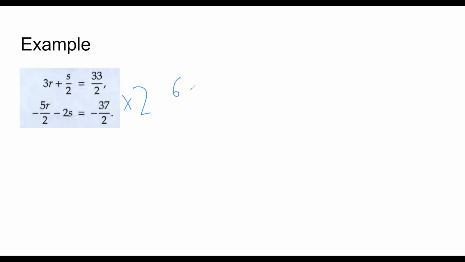So the first equation becomes 6r plus s is equal to 33. And then the second one is negative 5r minus 4s equals negative 37. And then since they're all negative, we can just make these all positive. Multiply both sides by -1. And now from the first equation, we have an s. So let's just solve for s. S would be 33 minus 6r.